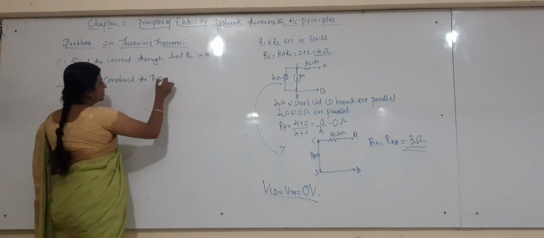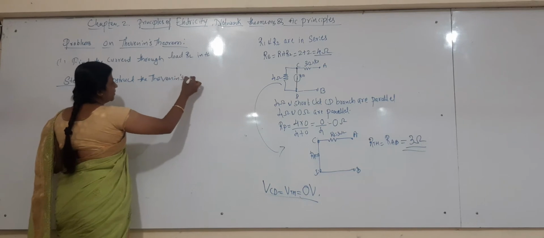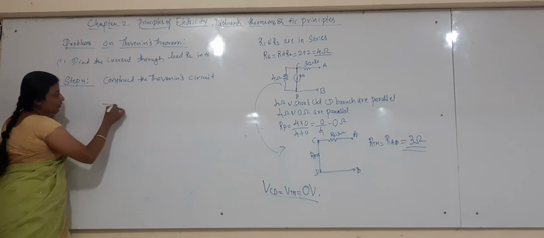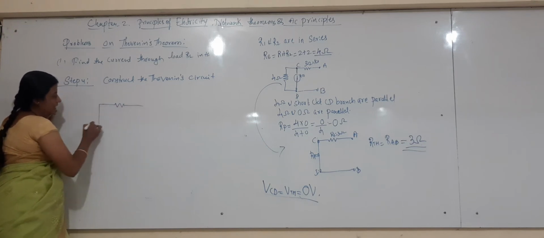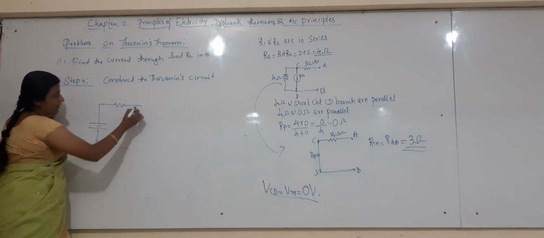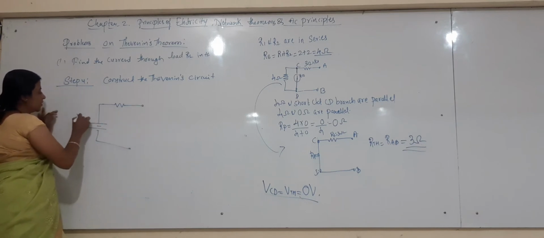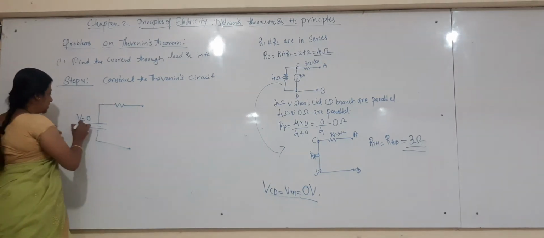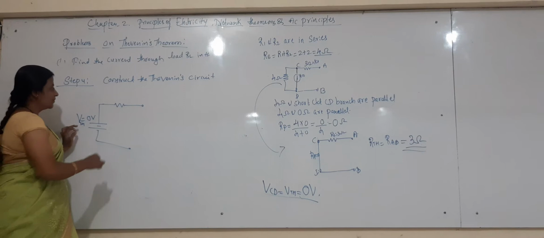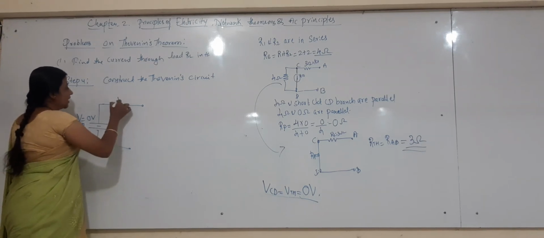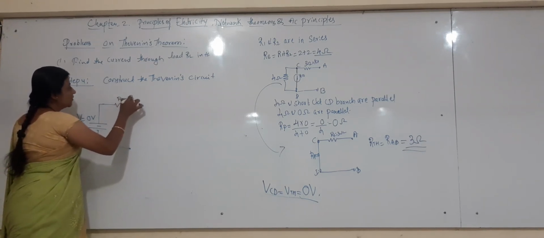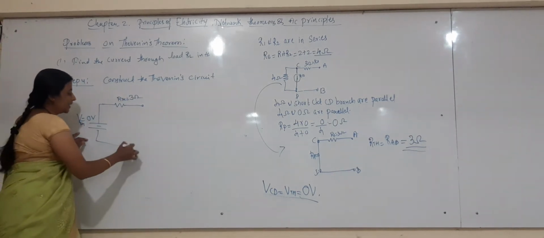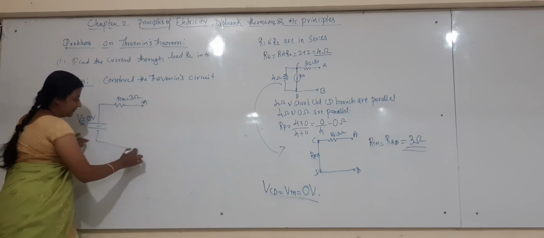To construct the Thevenin circuit, take one voltage source in series with one resistance. So here the voltage source is VTH. This VTH is how much? 0 volt. So this 0 volt is connected in series with the RTH of how much? 3 ohm. We have calculated that RTH is 3 ohm between the terminals A and B.